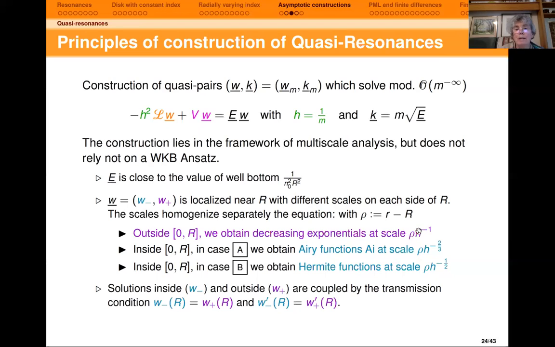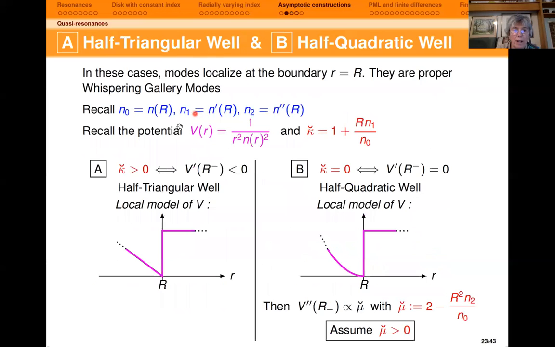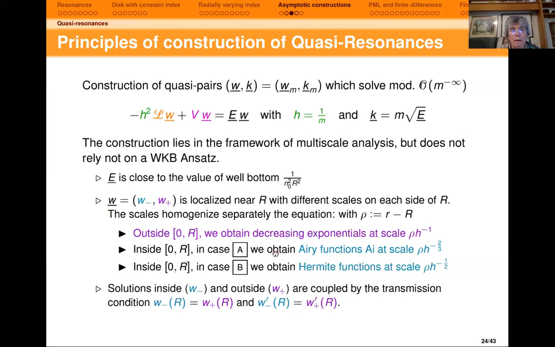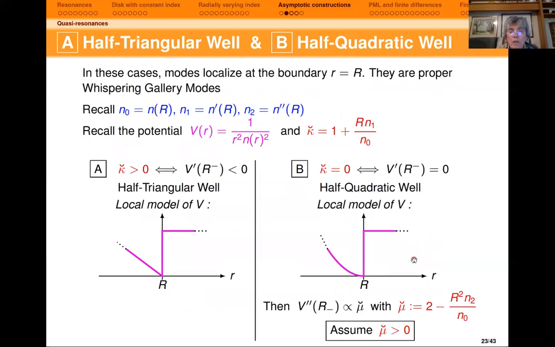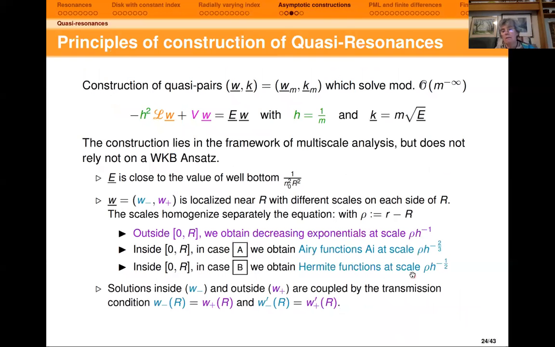So outside you obtain the scale where the abscissa is divided by h, but on the part where the potential is starting from its minimum, for case A, the first term corresponds to an Airy function with the scale abscissa divided by h to the 2/3. And in case B, these will be Hermite functions, at scale abscissa divided by h to the 1/2. So we study each side separately, and we match them by the continuity of function and derivative.